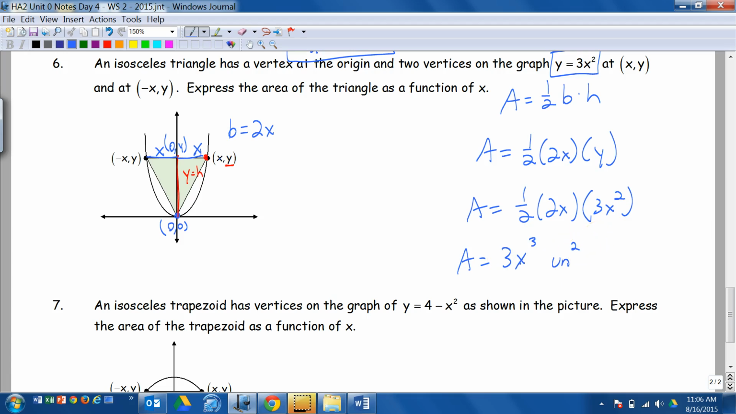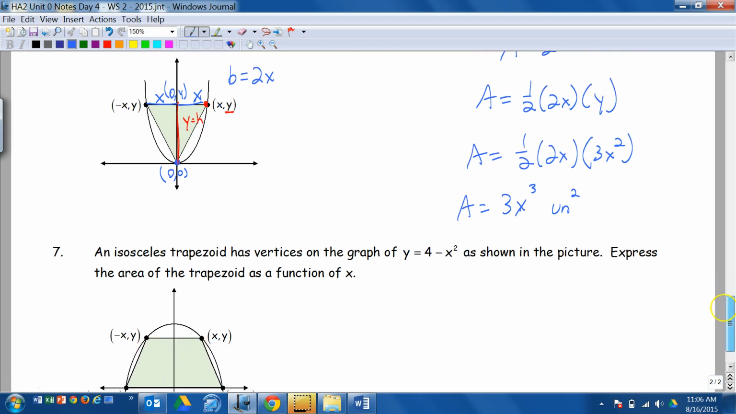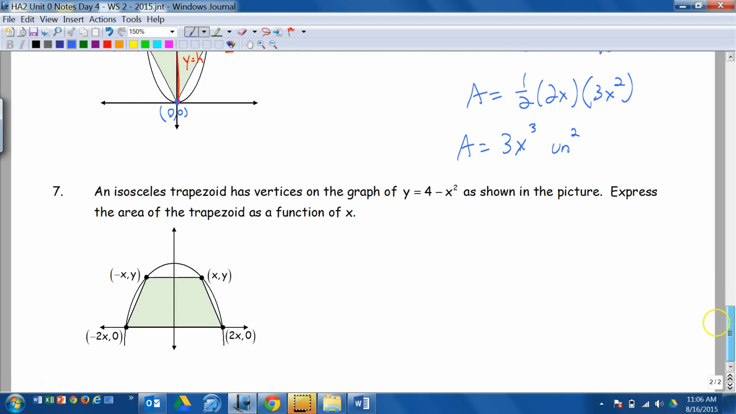Alright. Next, we have an isosceles trapezoid. Same thing. Same exact problem. The only difference is we have a different area formula. I talked about this in the front of the page. Area is 1/2 times the height times the bases added together. So we have to find all these pieces. So again, the height goes from 0, 0 up to, and when I deal with the up direction, that's y, so it goes up to y. So that's the height.